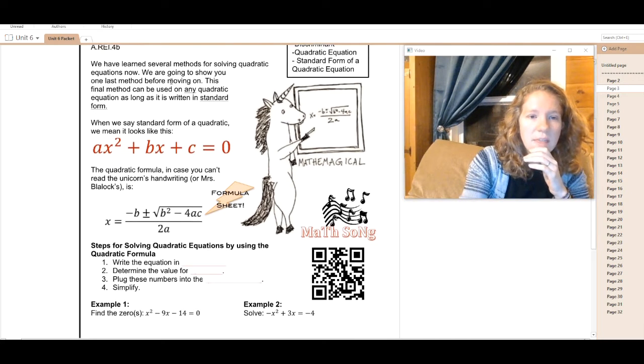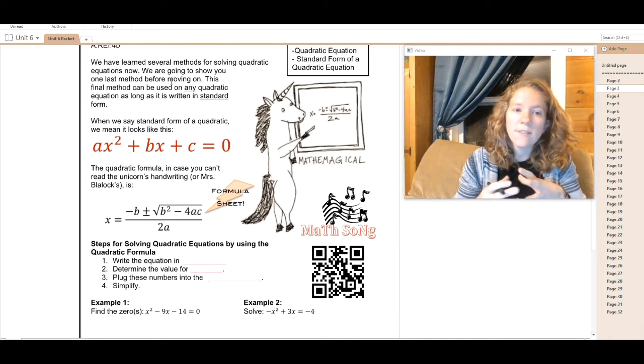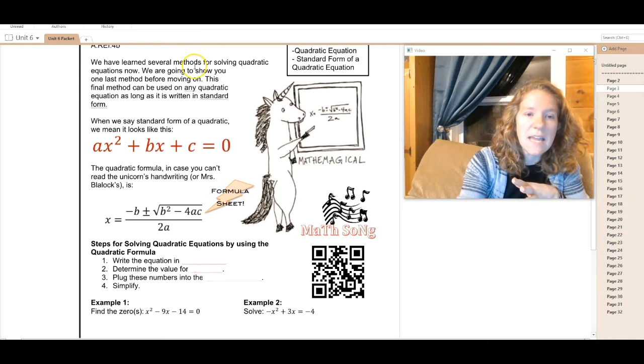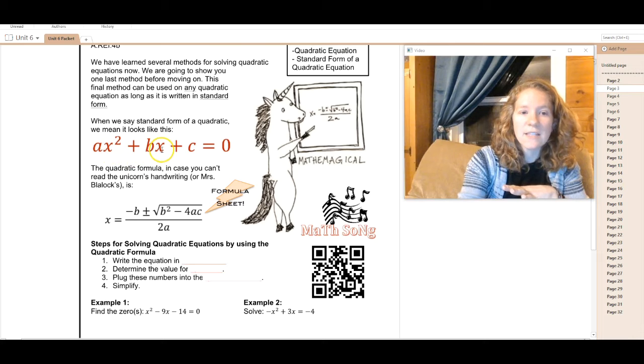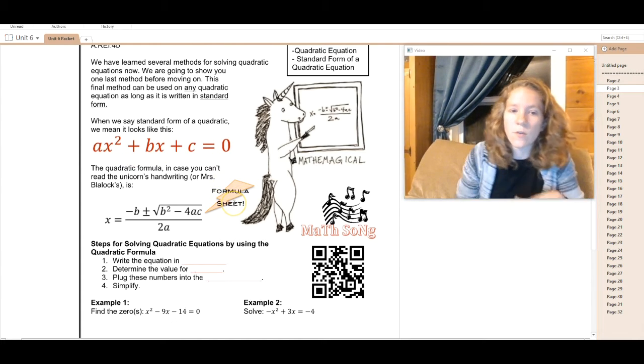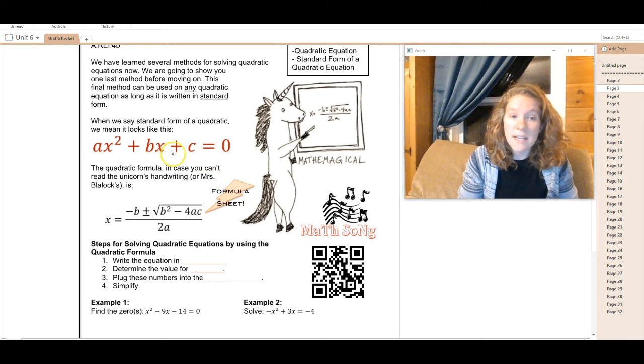So in this method, before you get started, you have to have your quadratic written in standard form. Now remember, standard form of a quadratic looks like this: ax squared plus bx plus c equals 0. And really, I should have put one of these little formula sheet emblems there as well, because this is on your formula sheet. So you don't have to have that memorized, although you probably do by default at this point.